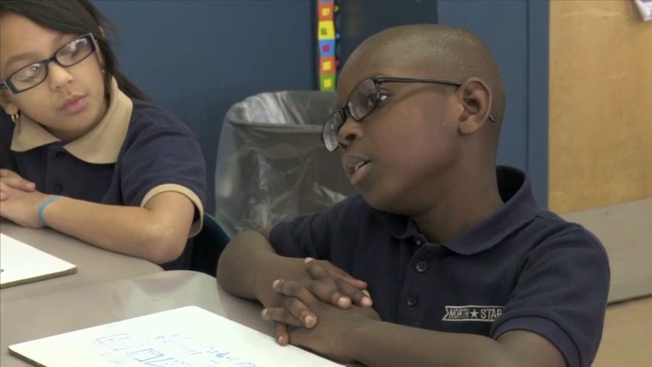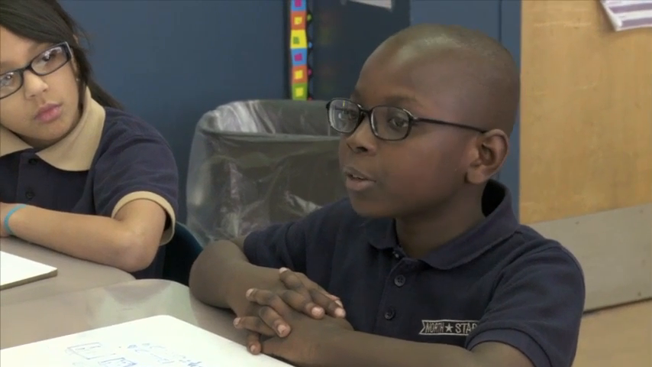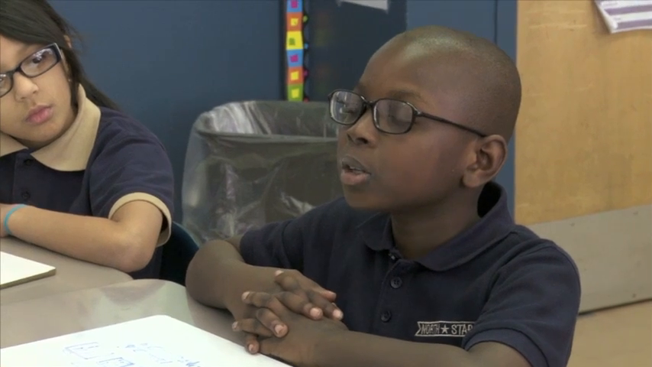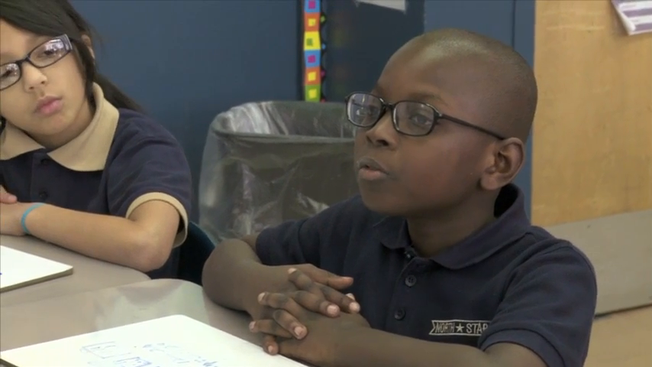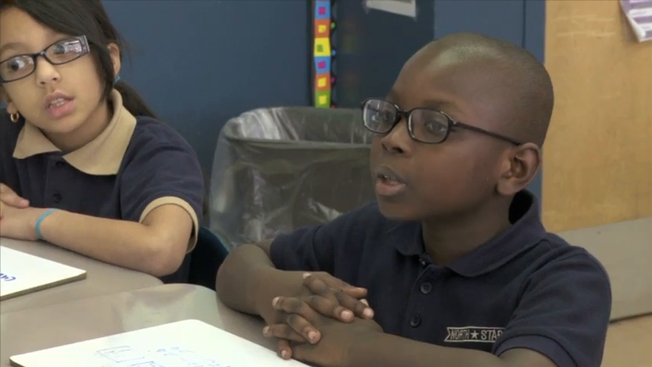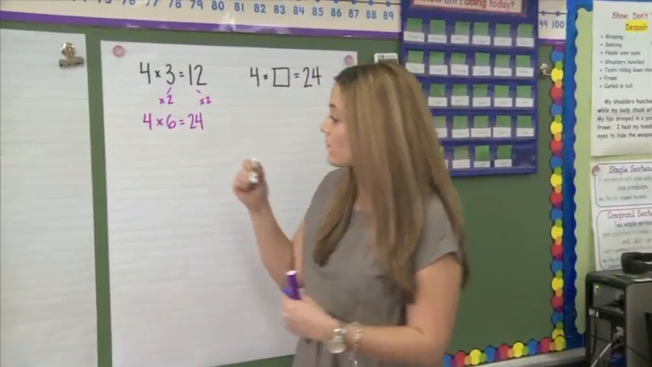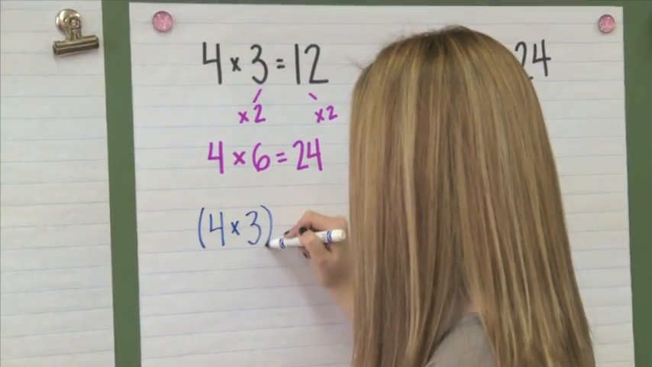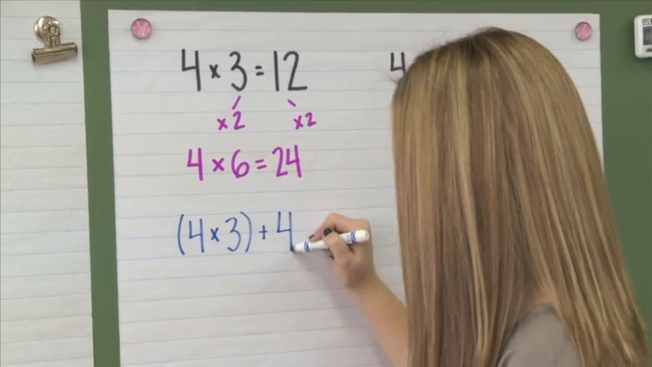Your strategy could work because 12 plus 12 equals 24. So if we use the multiplication number sentence, 4 times 3 plus 4 times 3 equals 24. Then at the top of both of these number sentences, we could write the total amount. We could write 12 plus 12 equals 24.